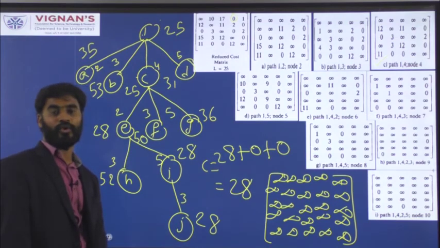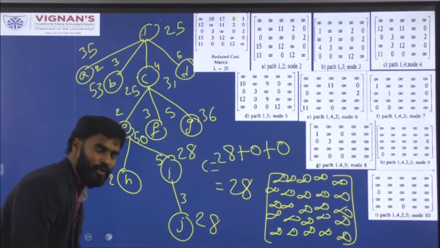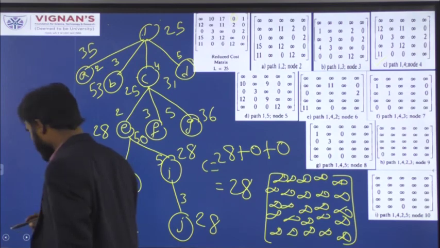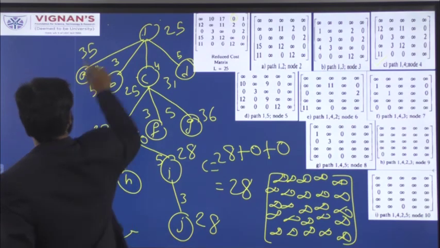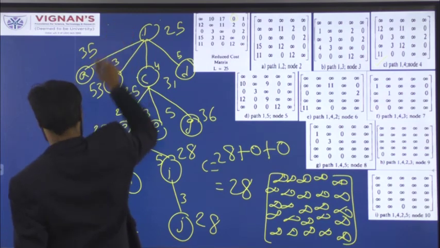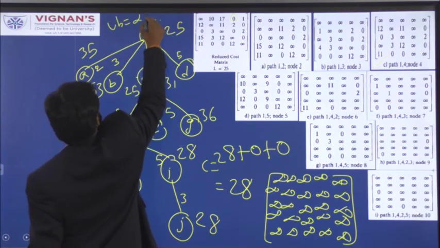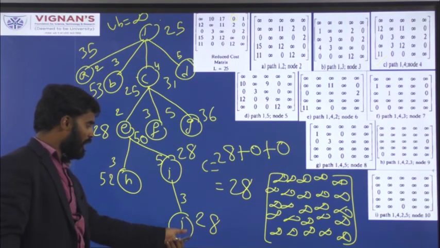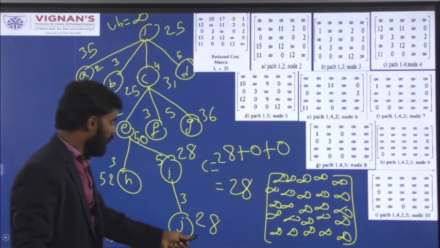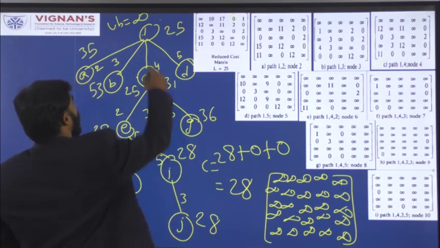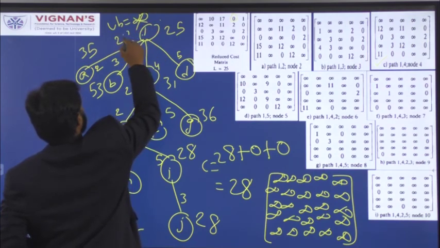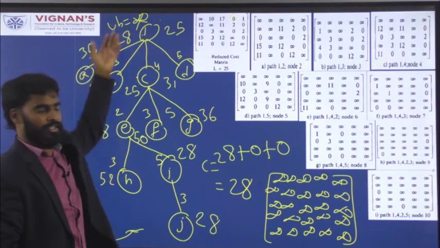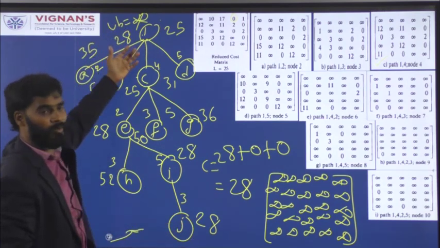There are no more nodes to explore, so that means we reached the leaf node. When we reach the leaf node, we have to update the upper bound. Initially the upper bound is infinite. Whenever you reach a leaf node, check whether the cost of the leaf node is smaller than the upper bound or not. If it is smaller, you have to update the upper bound with 28.